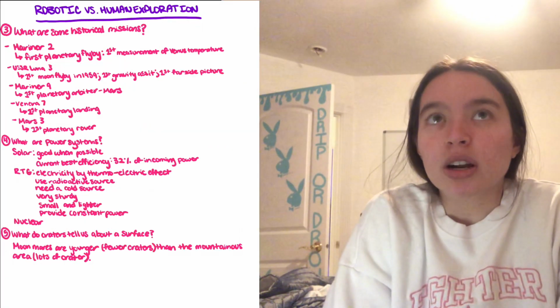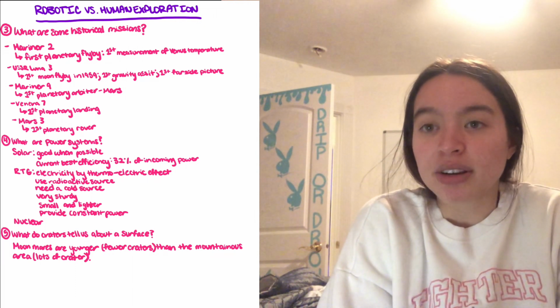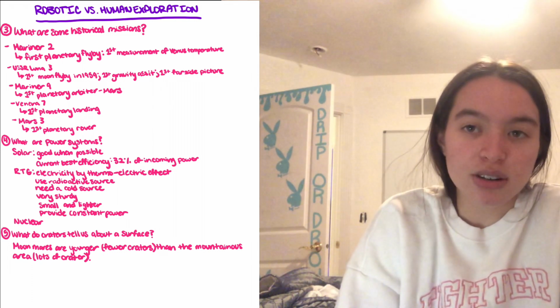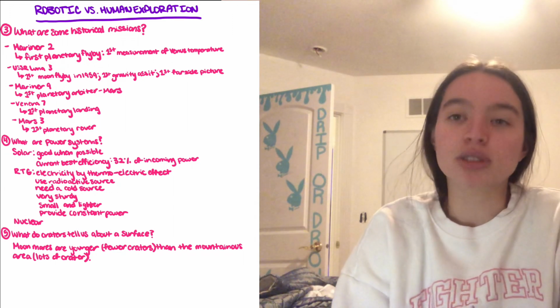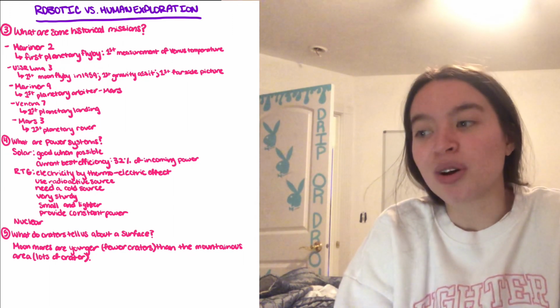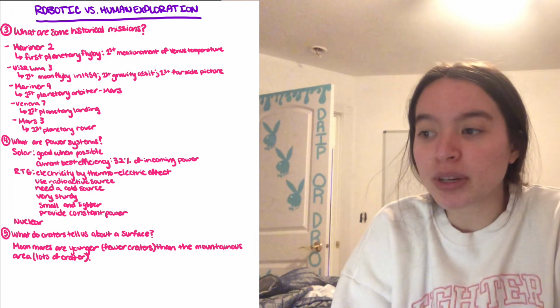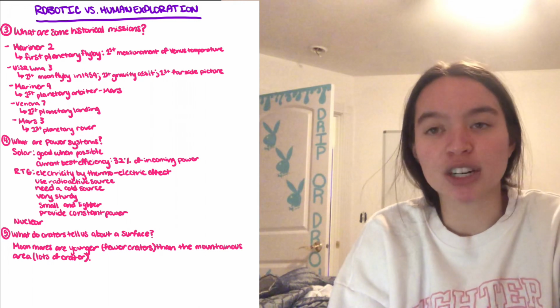Next question is, what are some of the historical missions talked about in class? One of them is Mariner 2, which is the first planetary flyby. Next is the USSR's Luna 3, and this is the first moon flyby in 1959. It's also the first gravitational assist, and it was also the first far side picture. Mariner 9 is the first planetary orbiter. Venera 7 is the first planetary landing. Mars 3 is the first planetary rover.